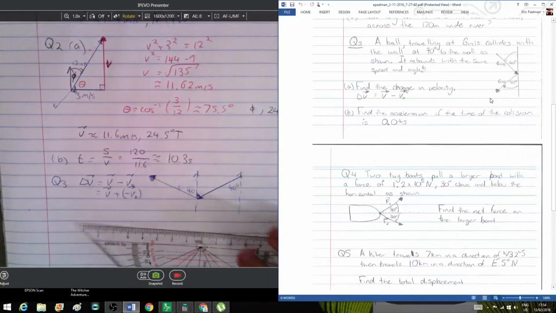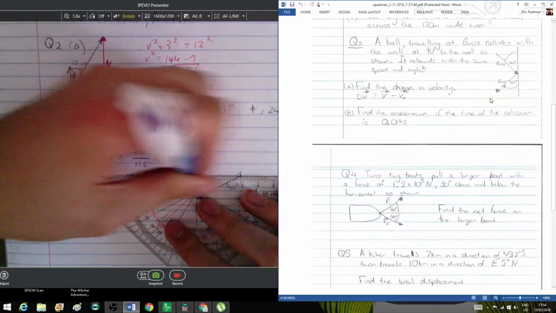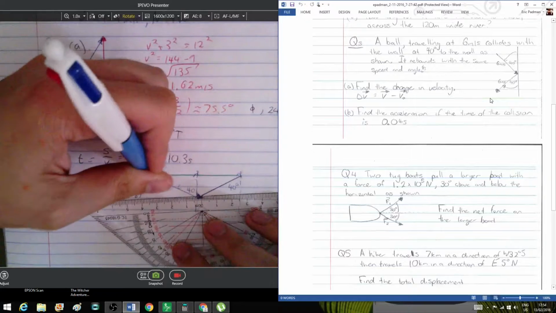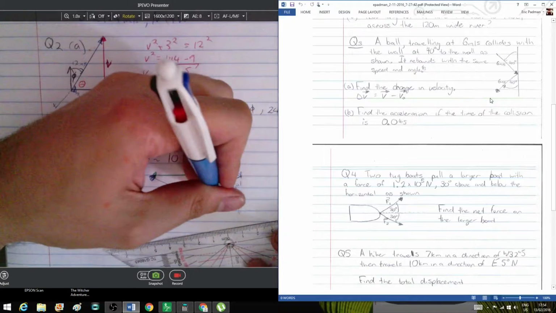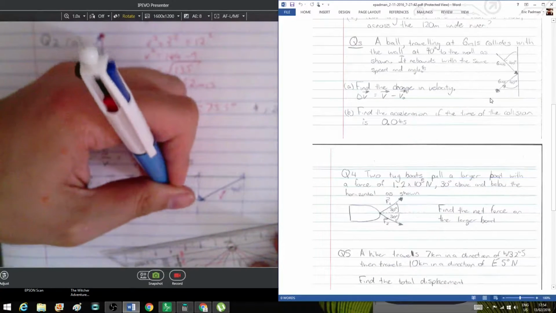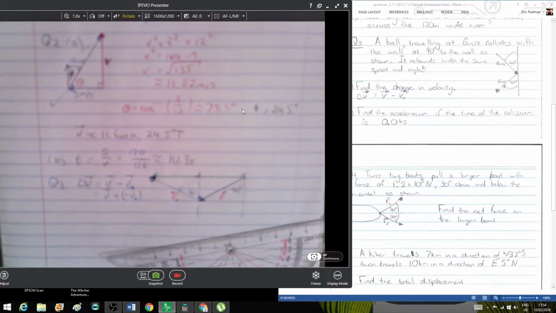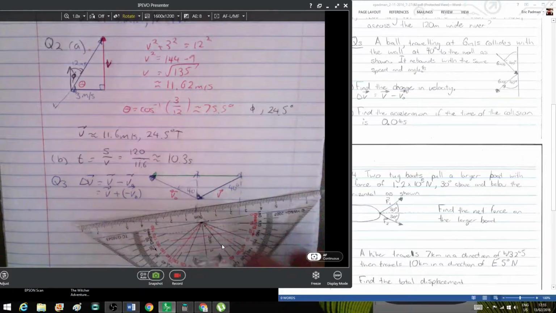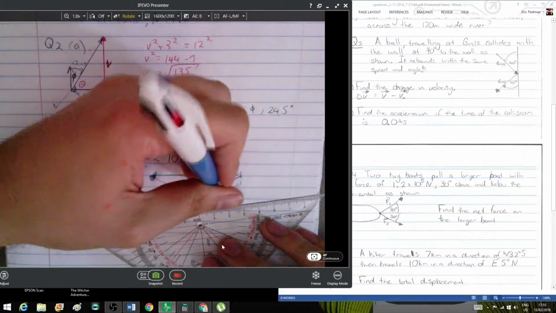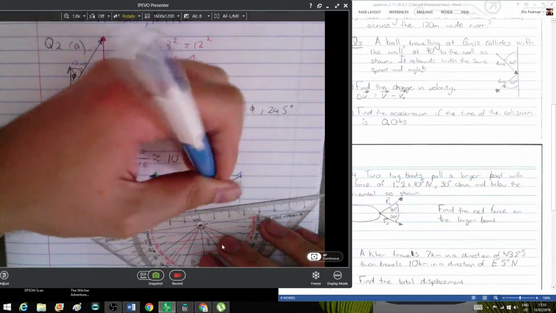Okay, the resultant vector. Start with the first and the second. So that was V, and that is V naught vector. Okay, let's focus. So what we have here is an isosceles triangle. So 6 meters per second, 6 meters per second.